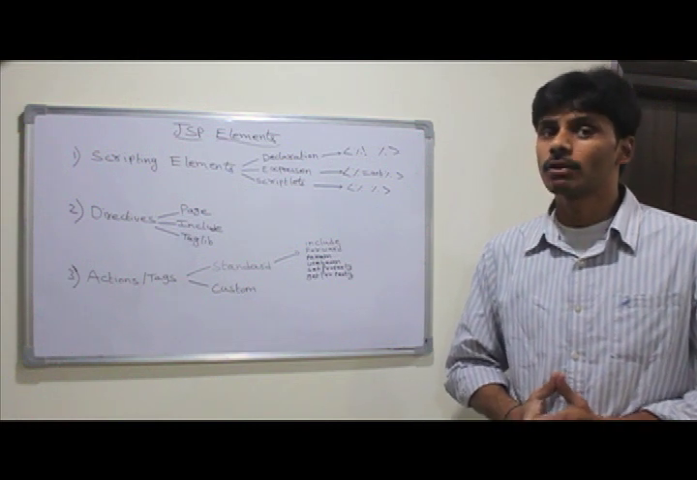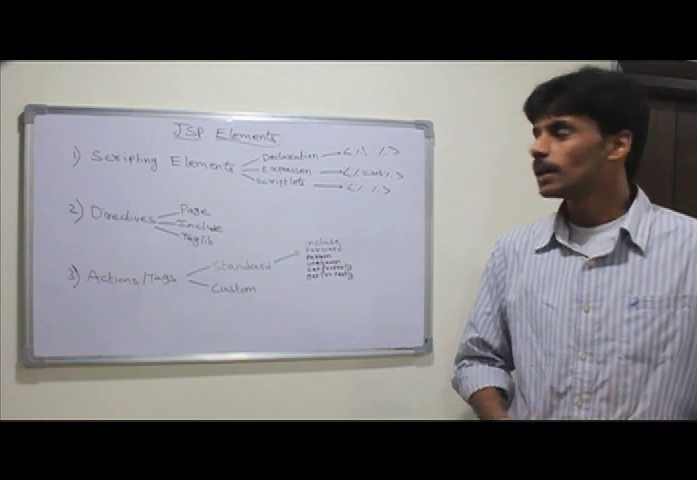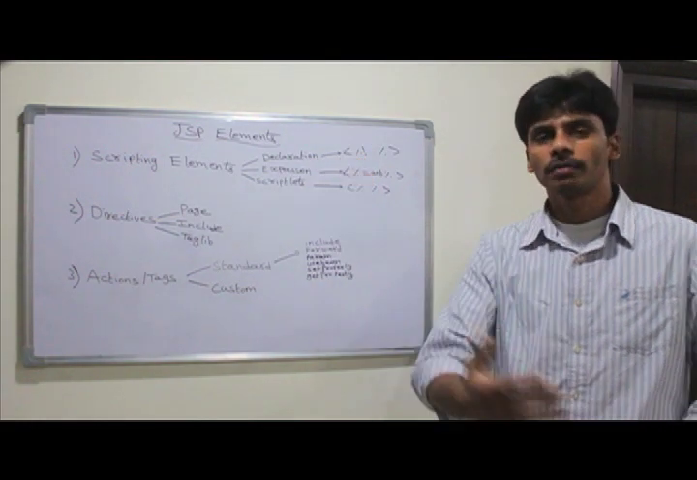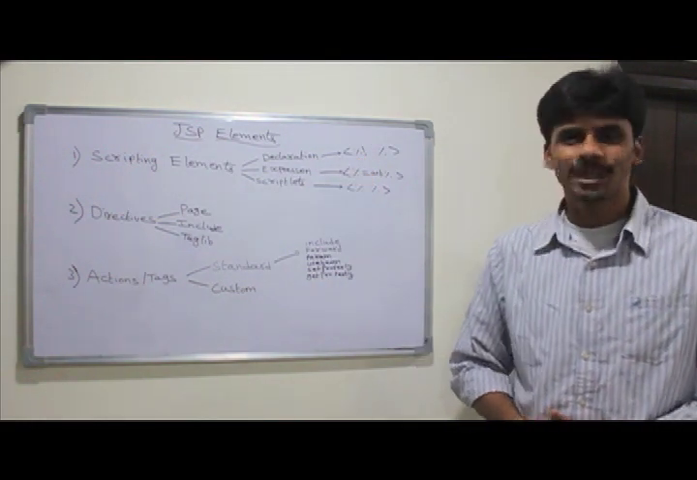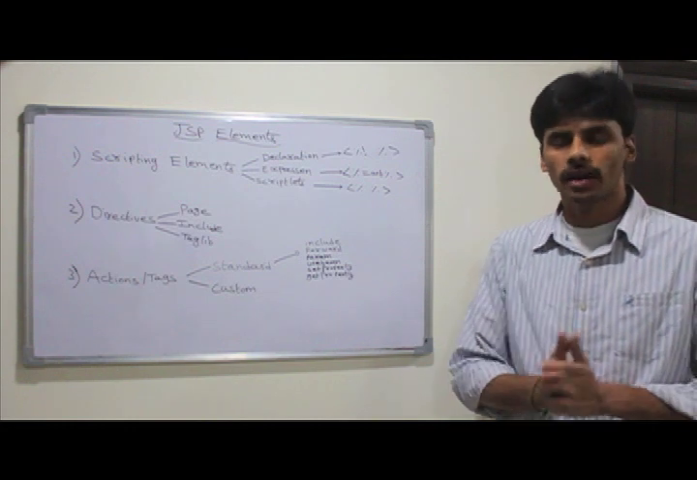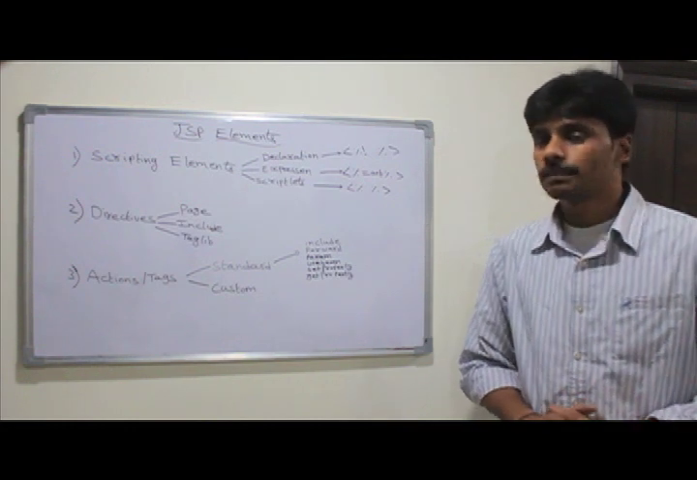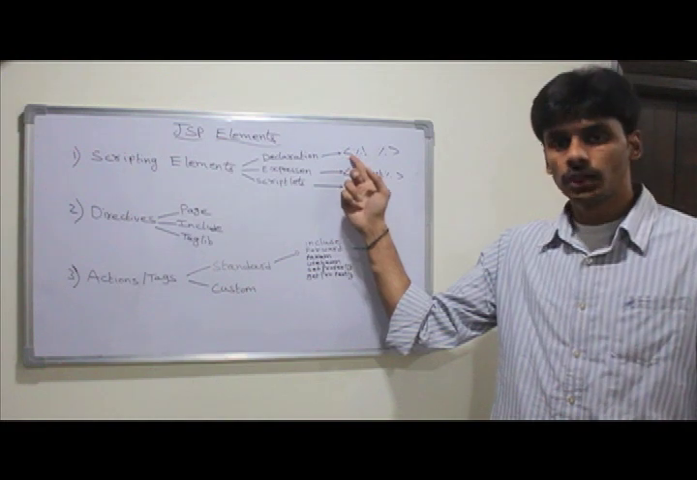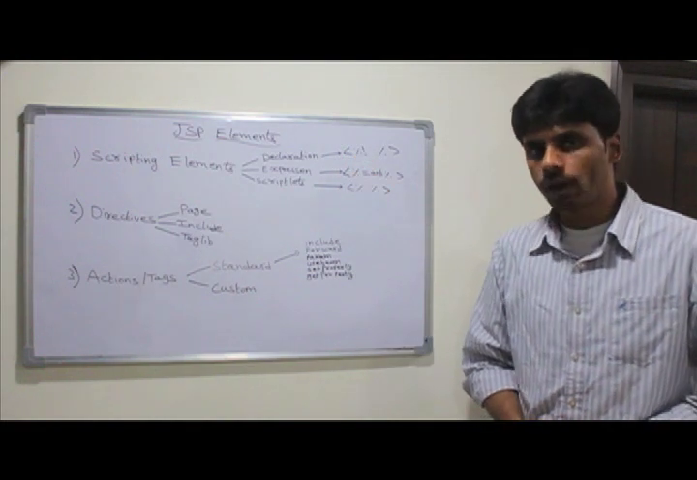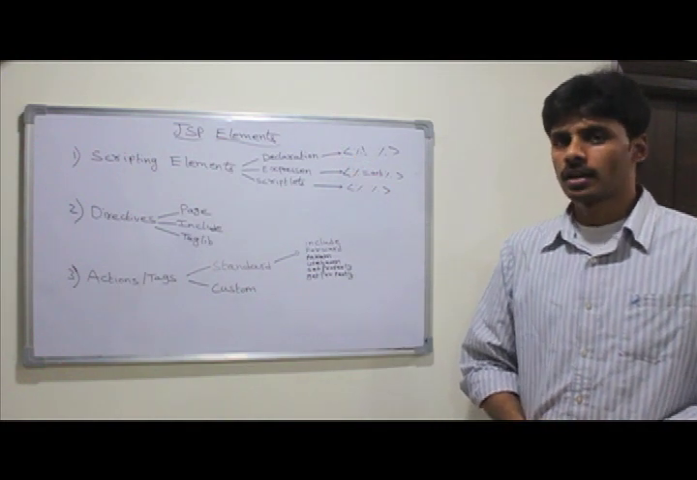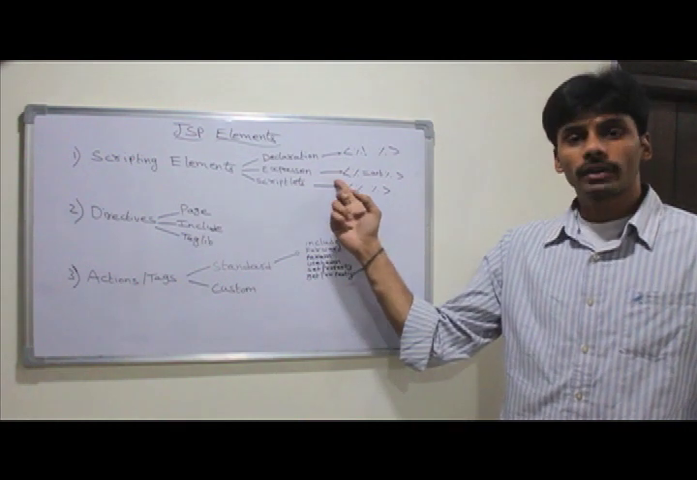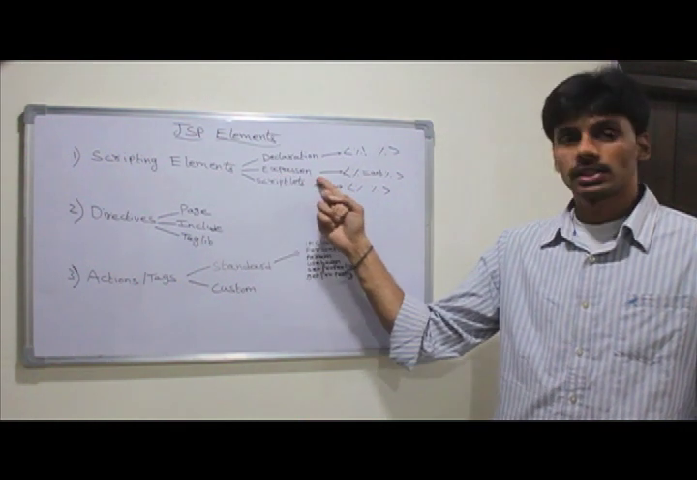So if you want to define your own methods in a JSP page, this is the place you have to do it. Or if you want to override the jspInit, jspService or the jspDestroy methods, this is the place you should be doing it, because that goes at the class level of a servlet that gets generated. The second type of scripting elements are expressions.